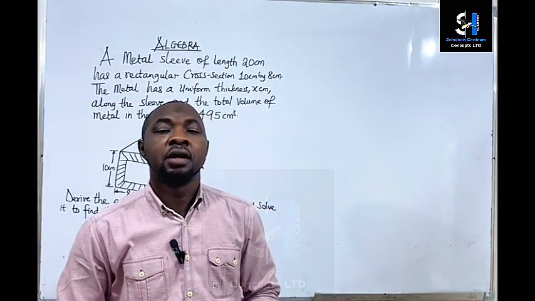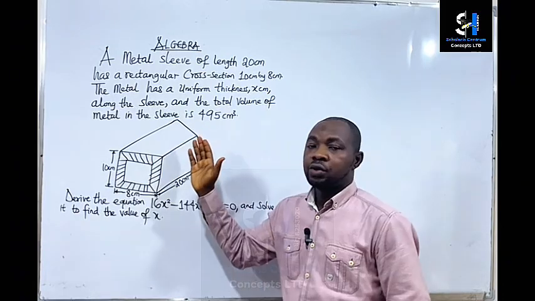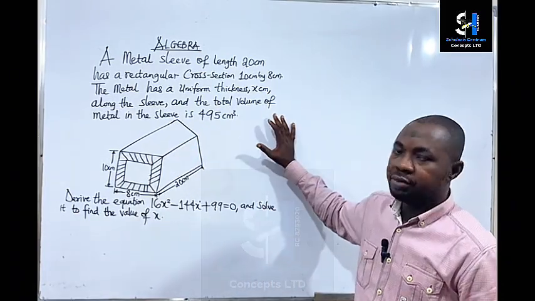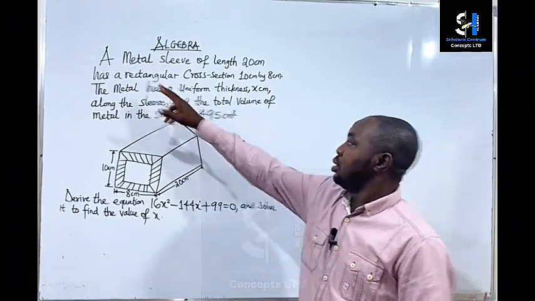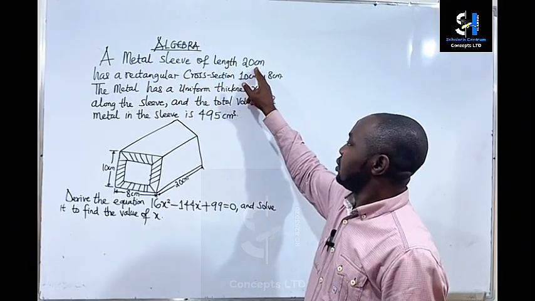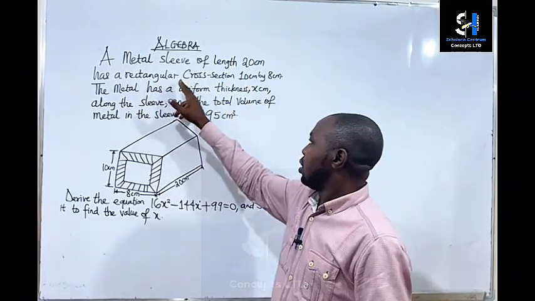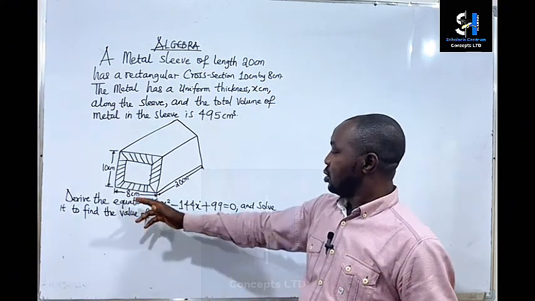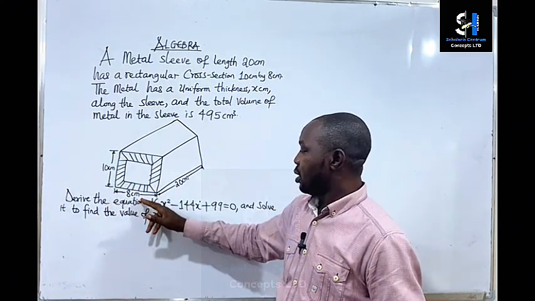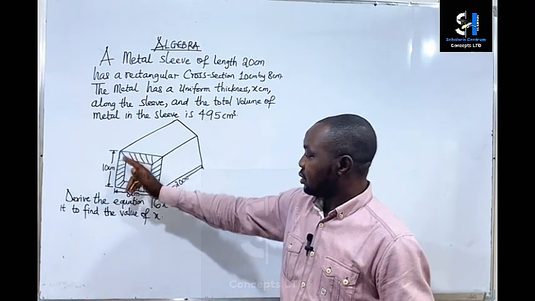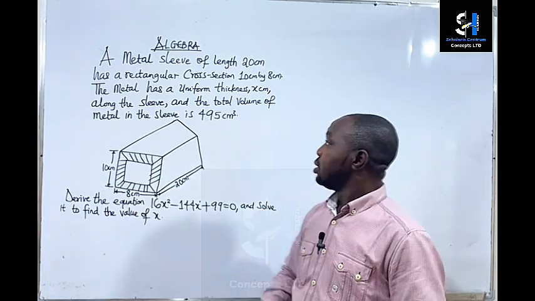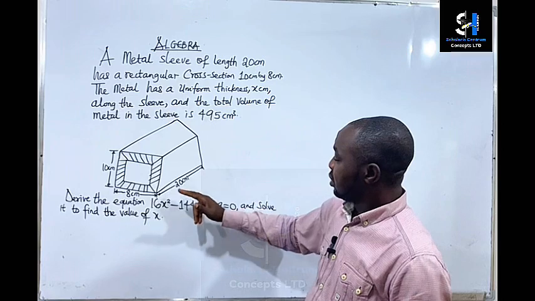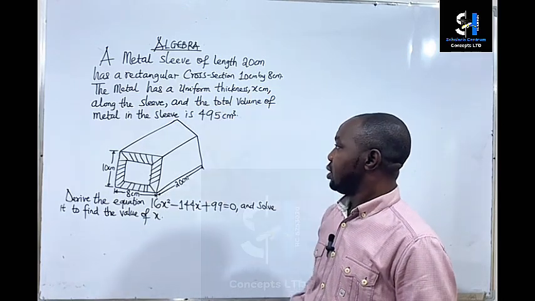Hello viewers. Now here is a question on basic algebra. We are given a metal sleeve of length 20 centimeters, which has a rectangular cross section 10 centimeters by 8 centimeters. So the cross section is a rectangle. Then the length of the metal sleeve is 20 centimeters.